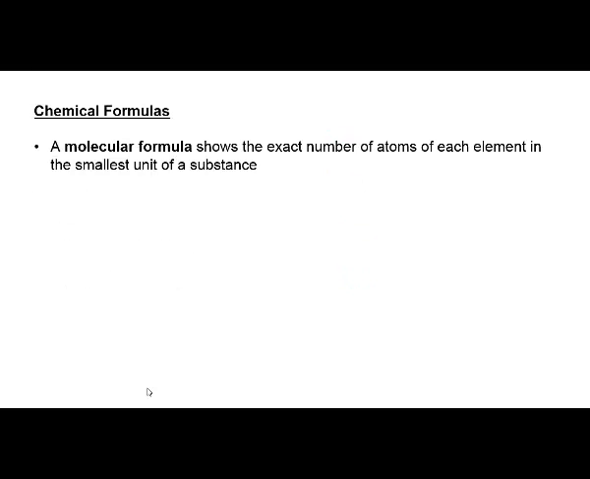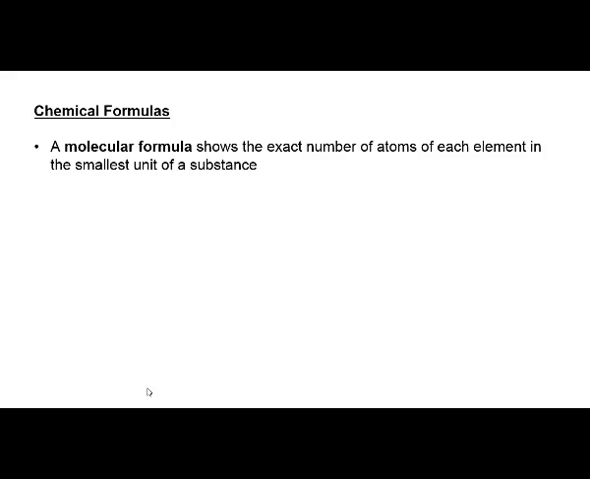Okay, so the next thing I will look at are chemical formulas where we have a difference between the molecular formula and the empirical formula. A molecular formula shows the exact number of atoms of each element in the smallest unit of that compound substance. If I have a molecular compound, that's going to indicate the exact number of atoms in that molecule, which is going to be a unique unit. That's the smallest unit of that substance I would have.